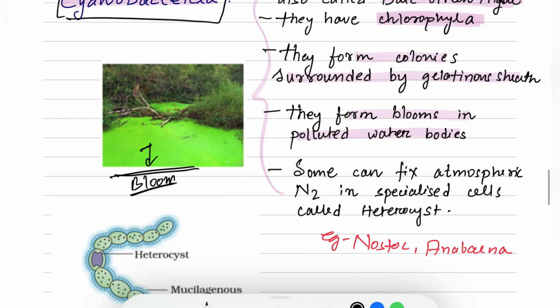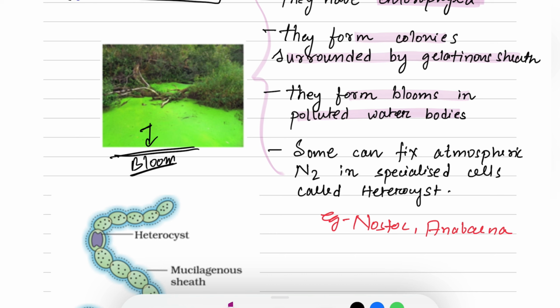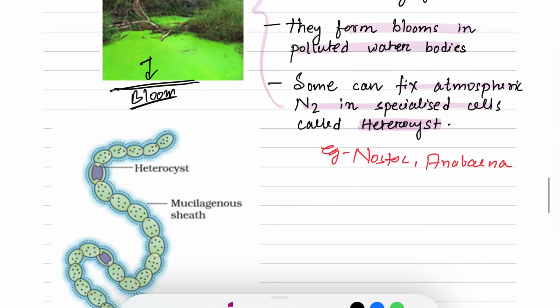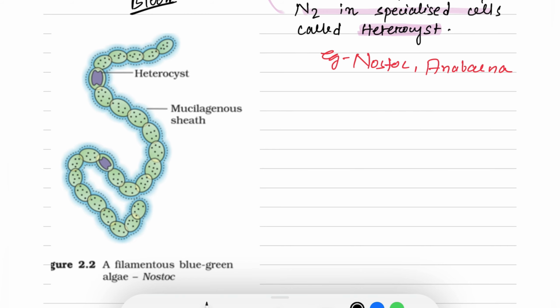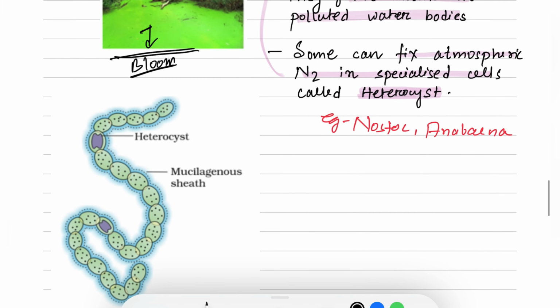Now some of the cyanobacteria can fix atmospheric nitrogen in specialized cells. Those cells are called heterocysts. What is meant by fixing atmospheric nitrogen? This concept is given in the mineral nutrition chapter of your NCERT, so you will understand it in more detail in that chapter. For this time, let us see in short what is meant by nitrogen fixation.